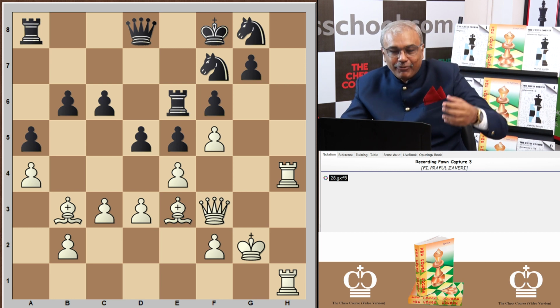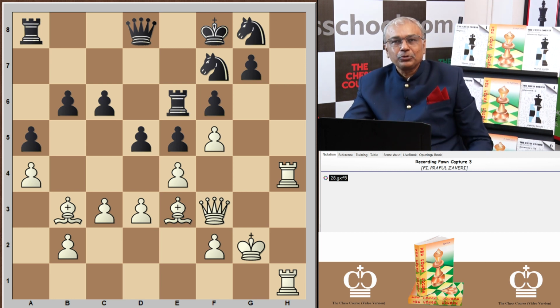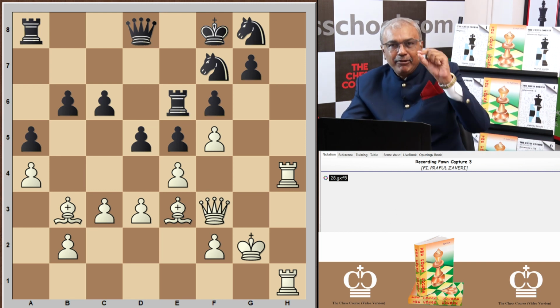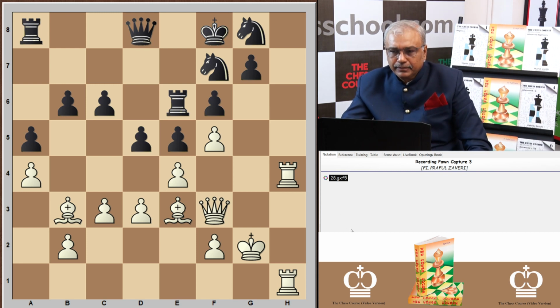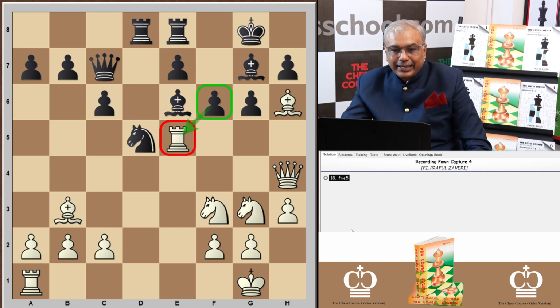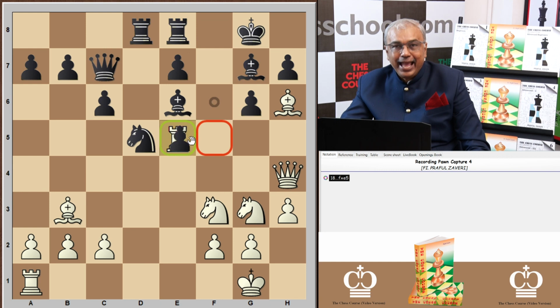While speaking I use the word capture, but you can also use that word into, G into f5 or G captures f5, whatever you are comfortable with. But while writing it will be G, then small x, and then f5. Example number 4: it's the turn of black and he decides to capture the rook on e5 with his pawn on f6. So the notation would be recorded as F captures e5, F into e5.